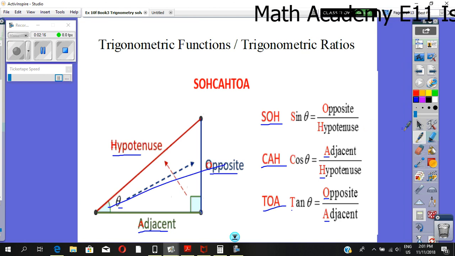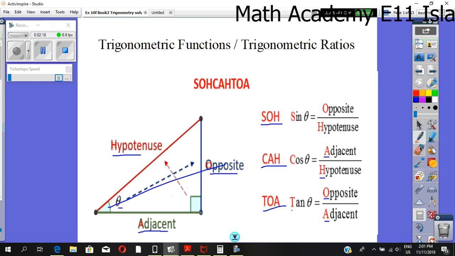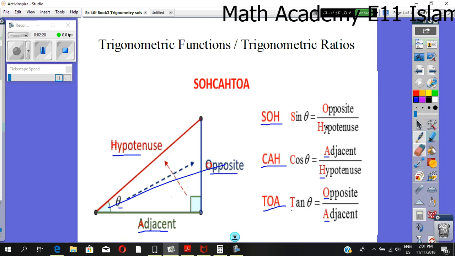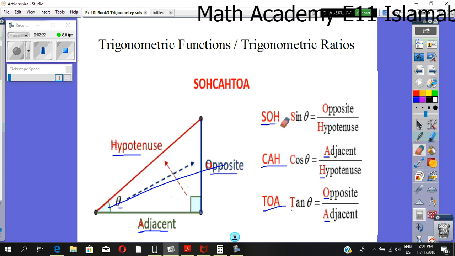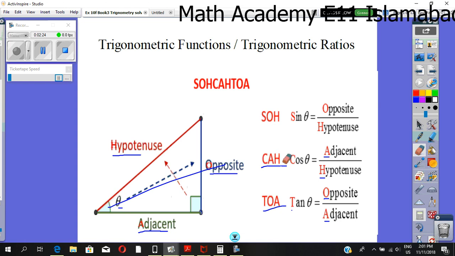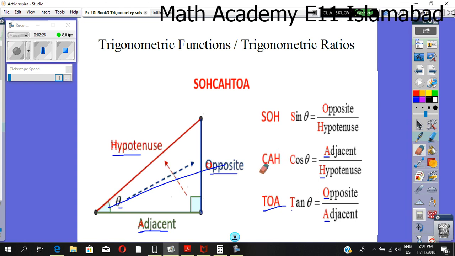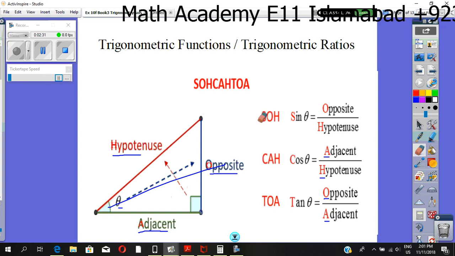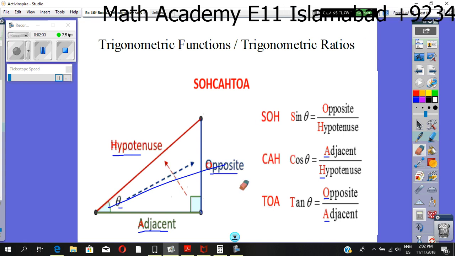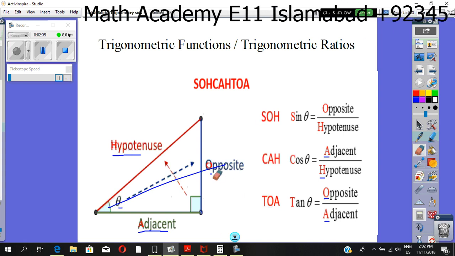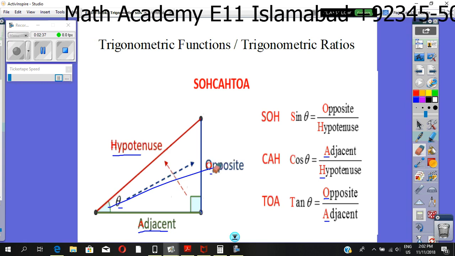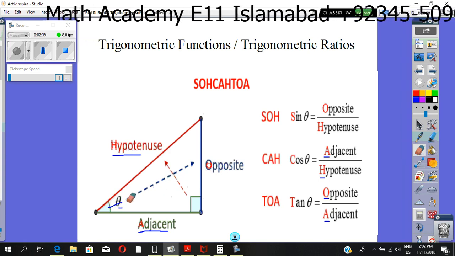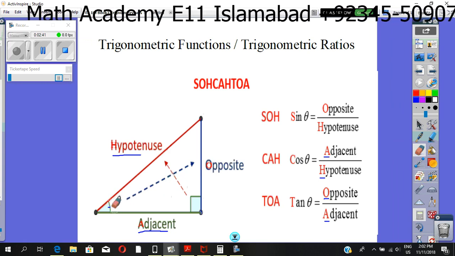Here we have a common mnemonic, basically called SOH, CAH, TOA, meaning SOHCAHTOA. Let's see what it means. The first one is SOH.